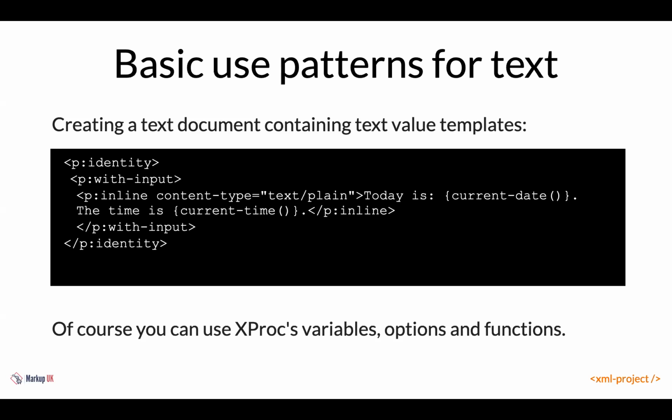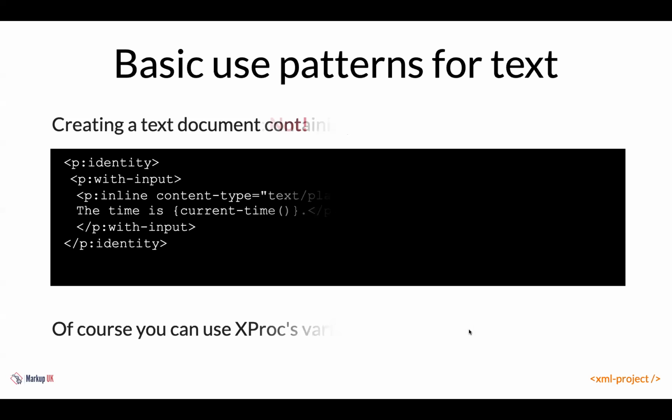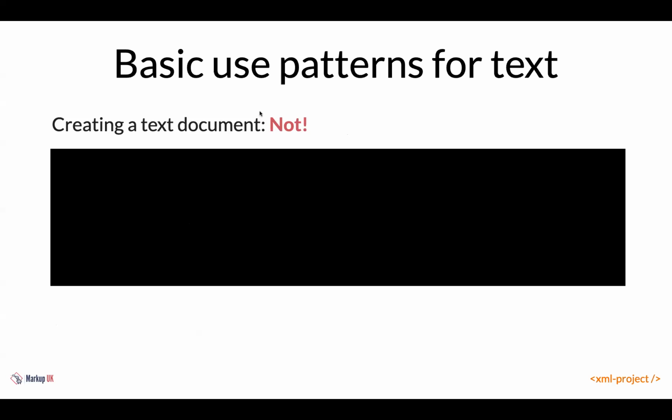Here we have an XPath function. XProc also defines variables and options, and XProc also defines its own functions like document-properties. Whatever is visible at this place can be used here. So you can use any variable which is visible and put it into your text. So you have a nice little macro processing feature here to compose text documents. Okay, let's look at some common errors.